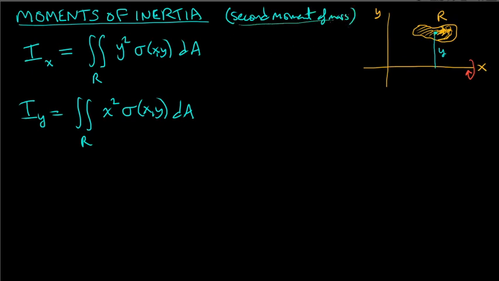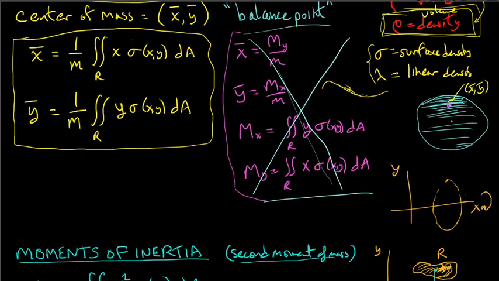So for that reason, these are sometimes called the second moments of mass rather than the first moments. I have not come across that phrase very often, but you know why it's second moment, because the exponent is 2 instead of 1. For the first moment, the exponents are 1s.